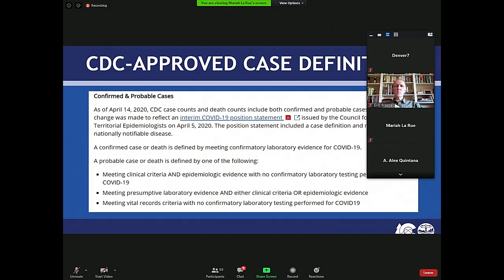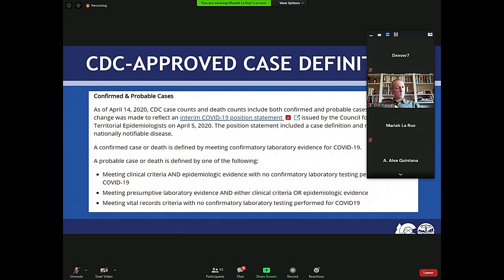And as I mentioned, these criteria are largely based on laboratory testing. What you can see here is that a confirmed case or death is defined by meeting confirmatory laboratory evidence for COVID-19. Specifically, if you dig into the details of the position statement, what this means is a person who has tested positive for COVID-19, specifically with a PCR-based type test.